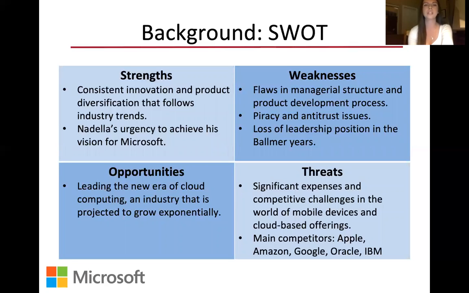By the time Nadella became CEO in 2014, he had already spent 22 years at Microsoft, so he knew exactly what they needed to do to quickly change both their culture and product offerings in order to compete in the new cloud-based world. On the other hand, their flaws included past struggles with managerial structure and product development processes. Piracy and antitrust issues were also a weakness for Microsoft.